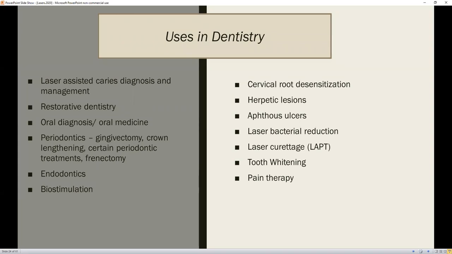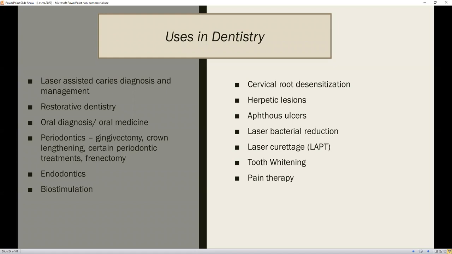So look at the difference between the sides. The laser on the left-hand side for the dentist to use is assisted in caries, diagnostic management, restorative dentistry, oral diagnosis, and oral medicine, again, for diagnostic purposes. In periodontics, they are cutting tissue, endodontics, as well as biostimulation for bone growth and other things.